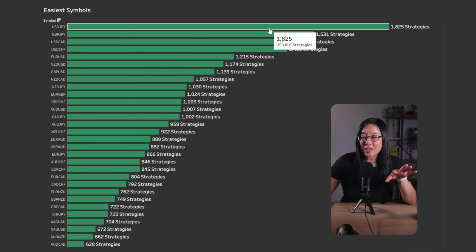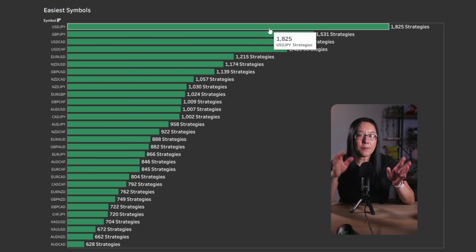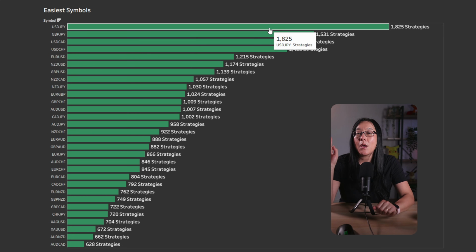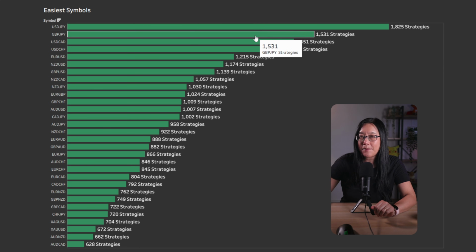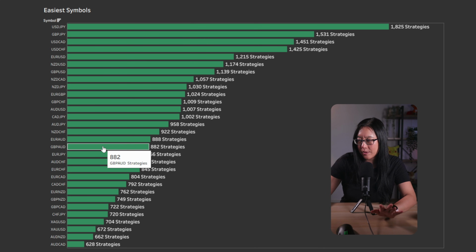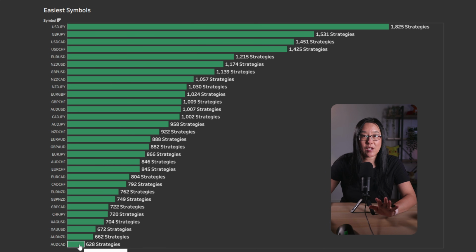You can see in this chart, the USD Japanese yen pairs had the most strategies that were profitable in both the build and the retest step. What this means is this currency is the easiest currency to find an edge in. The next easiest currency is the pound Japanese yen pair, and we can already see that there is a trend here. Both of these have Japanese yen pairs in their second currency. Compare that to the very, very bottom of the list where we've got the Aussie CAD.